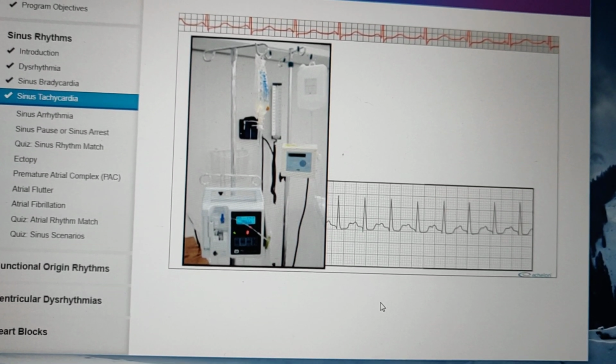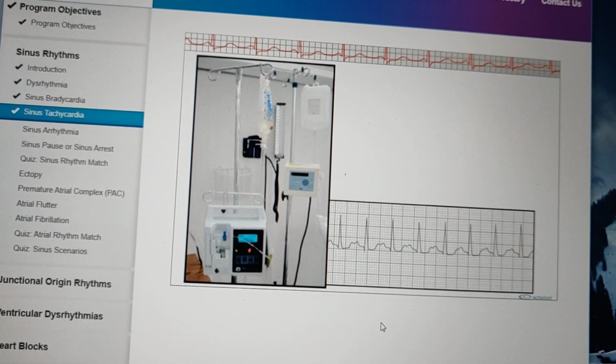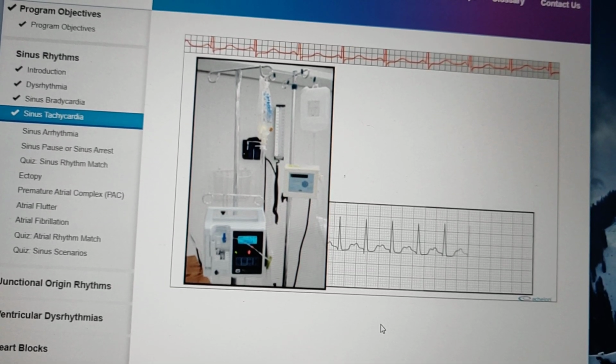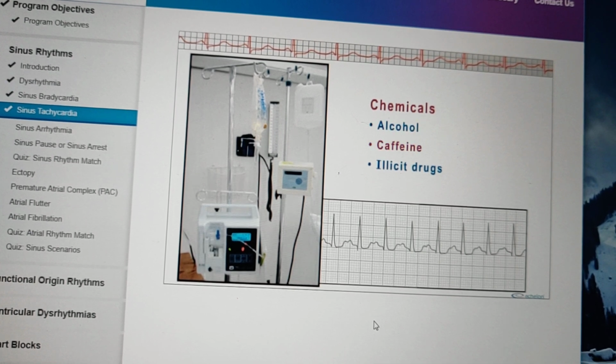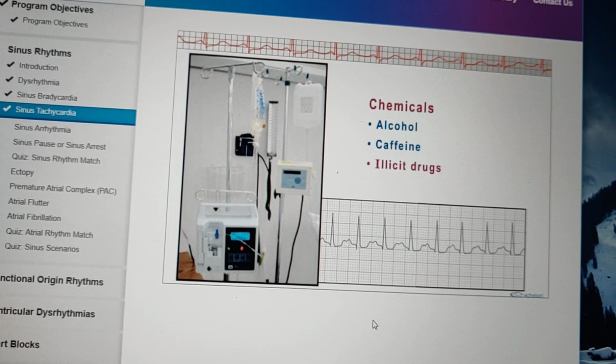and there are even more chemicals taken unwisely or illegally that can cause real problems for a patient's sinus rhythm. These include alcohol, caffeine, and a whole variety of illicit drugs.